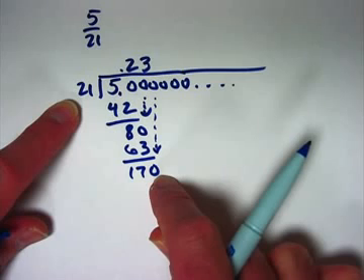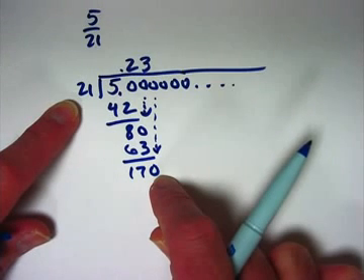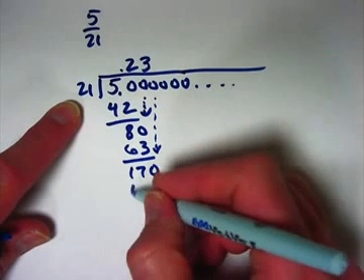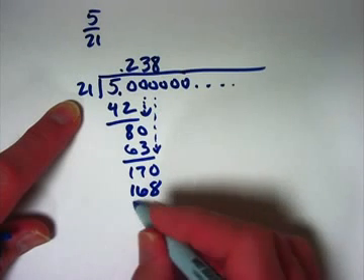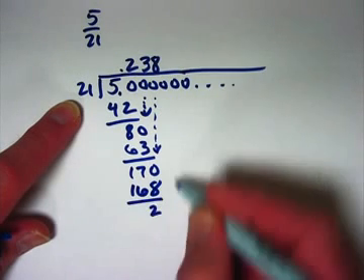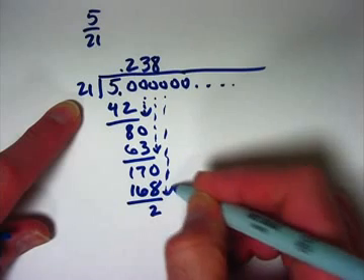Hopefully you can continue doing this in your head. 21 goes into 170 how many times? Does it go in 8 times? Yes. 8 times 20 is 160. 8 times 21 is 168. It's going to go in 8 times, with a remainder of 2. Bring down this 0 here.